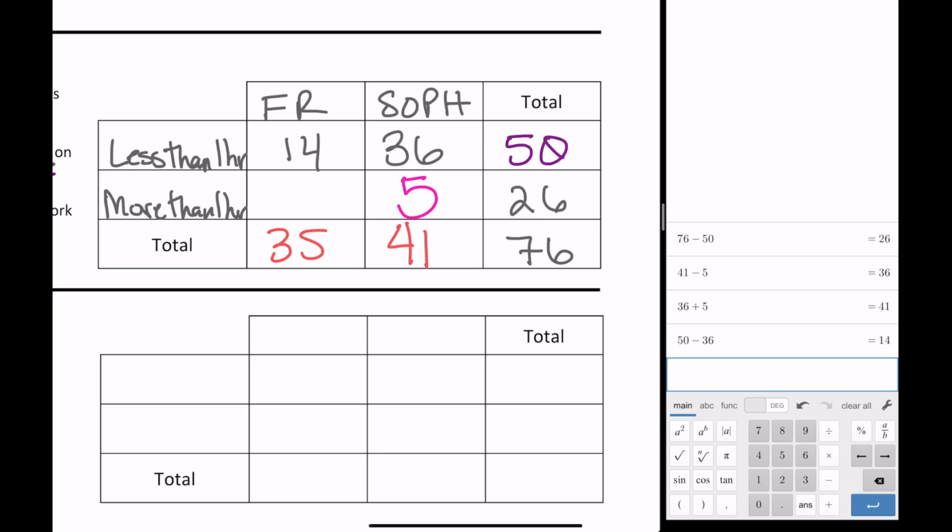And it will. Next one I got here, you can either use the column or the row. Doesn't matter. I'm going to do the row.